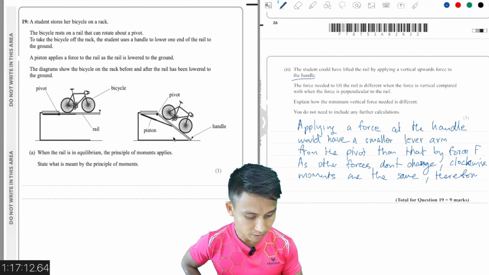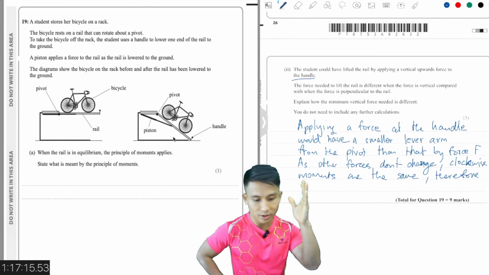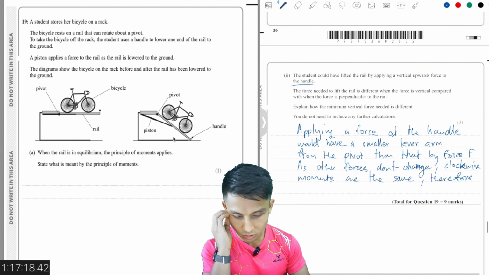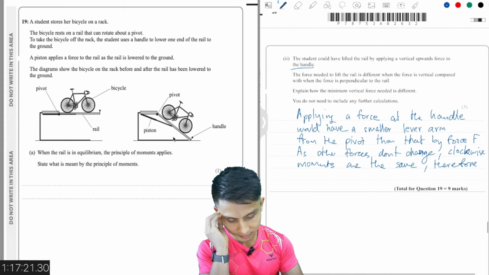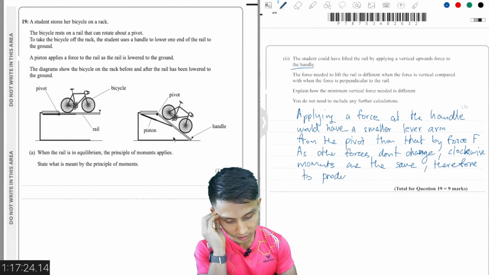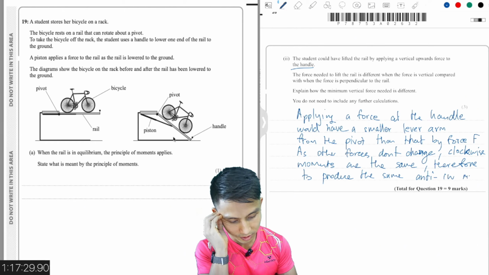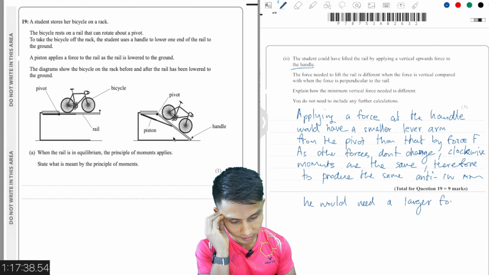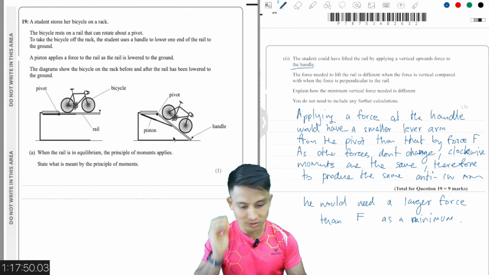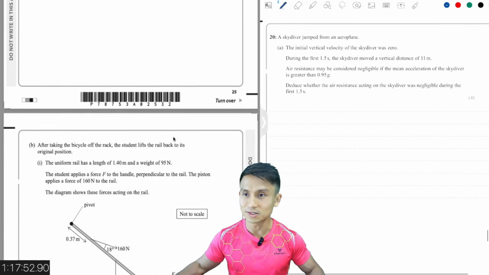Therefore, because we have a smaller lever arm, we would need greater force, right, to produce the same anti-clockwise moment. He would need a larger force than F as a minimum. Yeah, so you would apply greater force than before, all right, because the moment has to be the same.